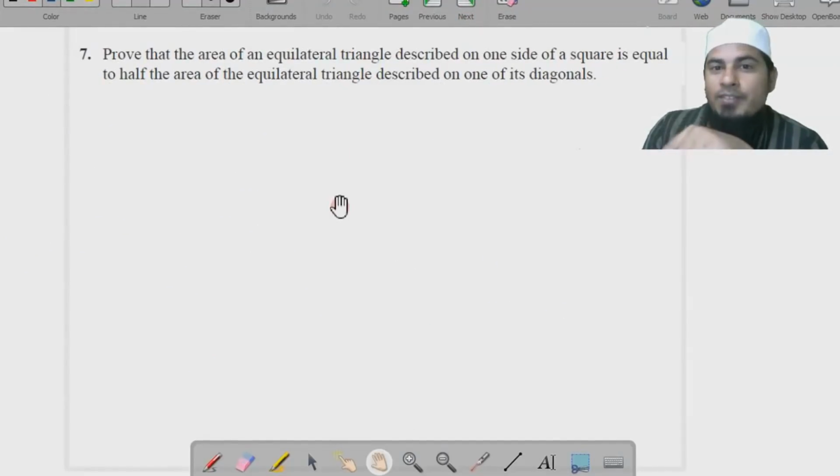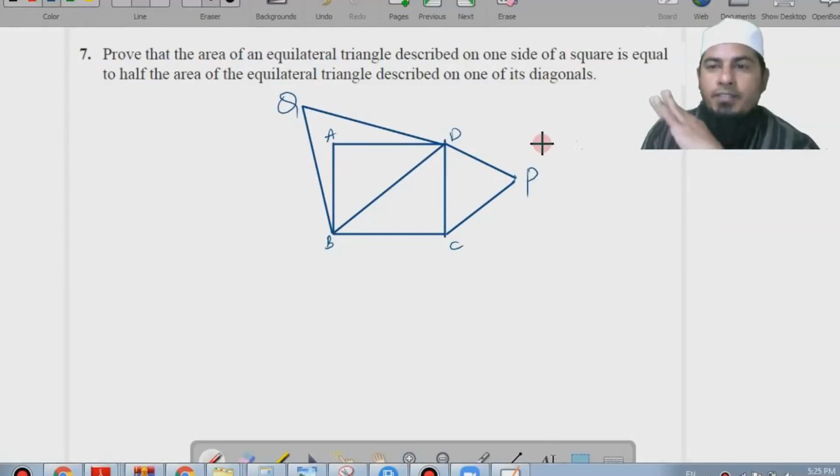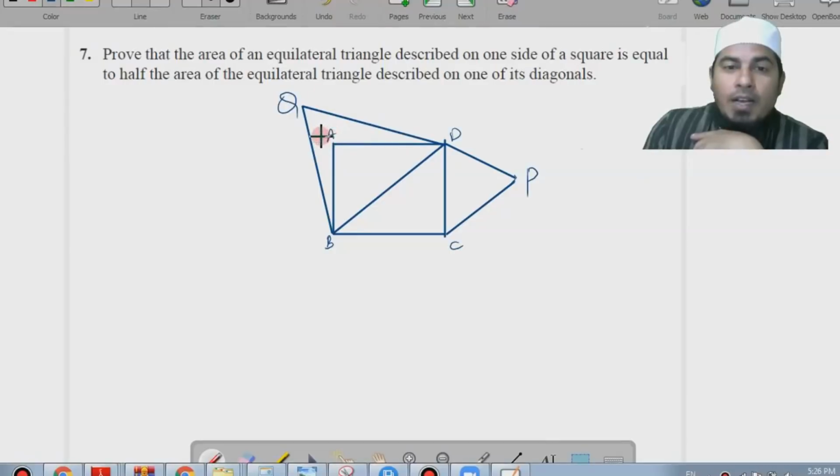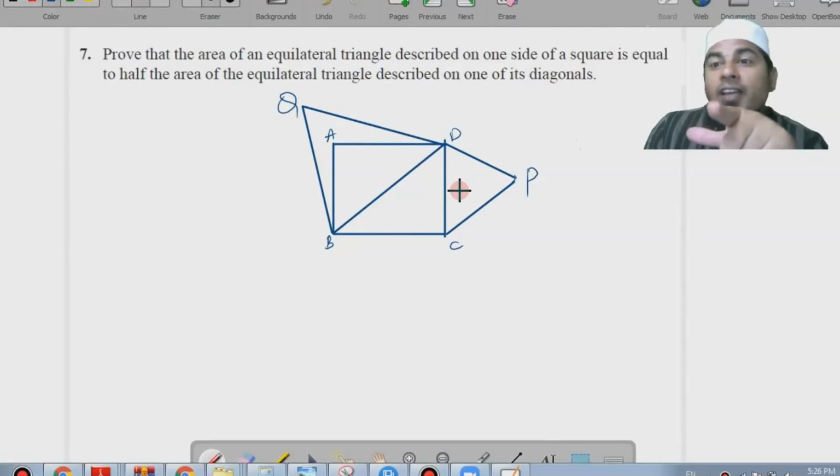Prove that the area of an equilateral triangle described on one side of a square is equal to half the area of the equilateral triangle described on one of its diagonals. Okay, let us understand this question with the help of a diagram. Prove that the area of an equilateral triangle described on one side of a square. So this is the square and this is an equilateral triangle made on the side of the square, equal to half the area of the equilateral triangle described on one of its diagonals. So this is one of the diagonals, and the equilateral triangle described on the diagonal is this one, QBD. Its side is equal to the diagonal. Here the side is equal to the side of the square. So let us prove this.